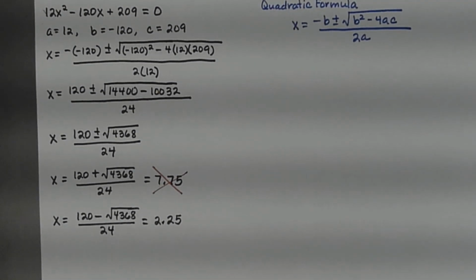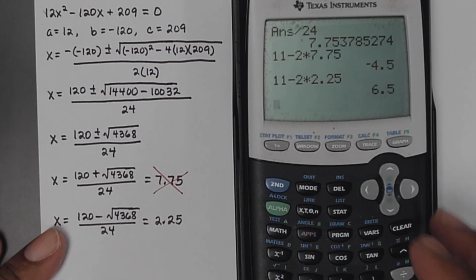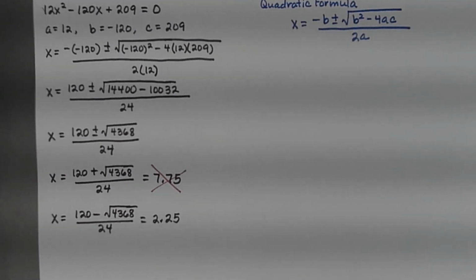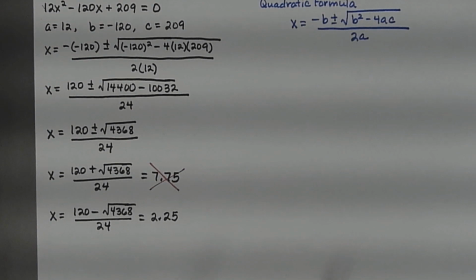2.25 would be best to use because here's 11 minus 2 times 2.25. That'll give me 6.5. Okay? So my critical number will have to be 2.25.